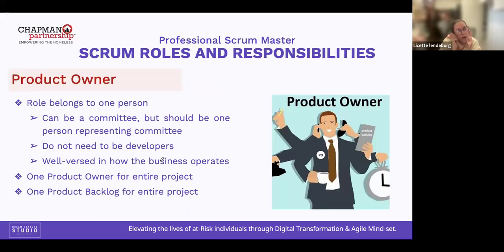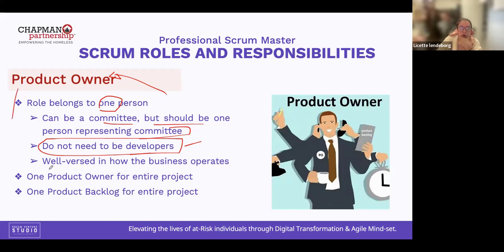Now, let's talk about the product owner. Product owner is one person. It's not a team. It can be a committee, but should be one person representing the committee, which is the product owner. They do not need to be developers. Not necessary to be developers. I will say I don't recommend doing both roles.